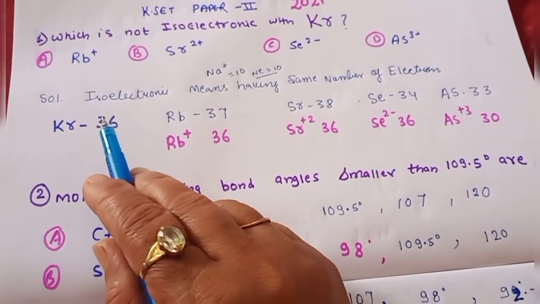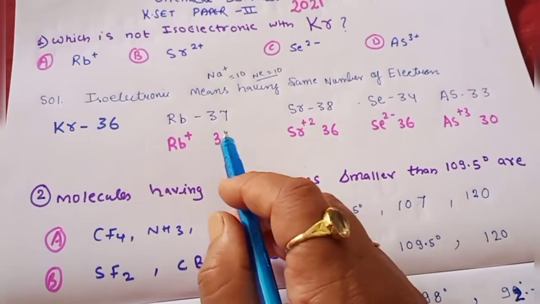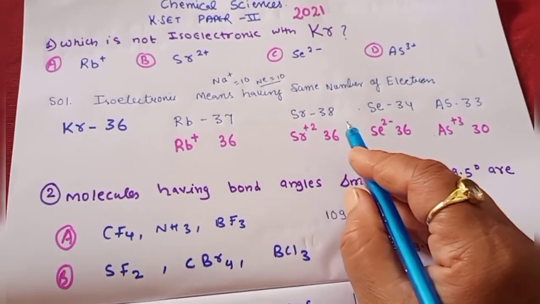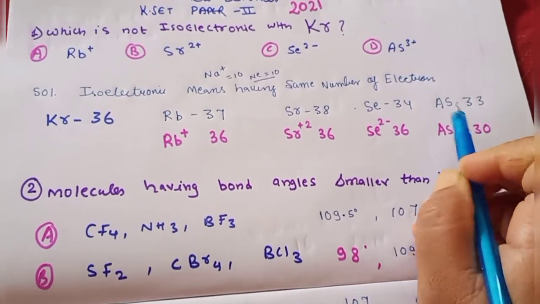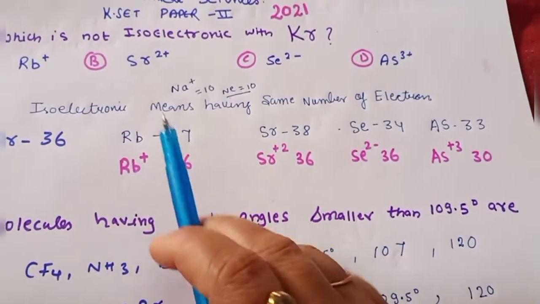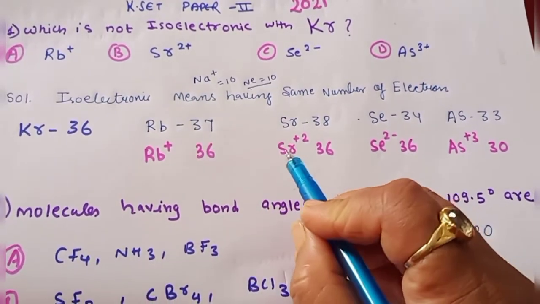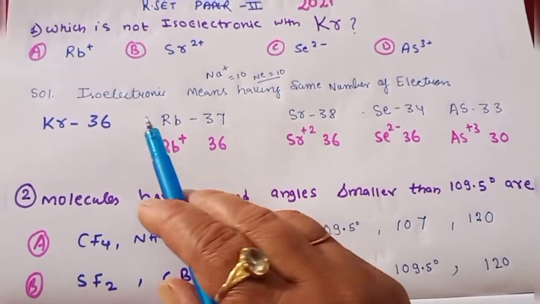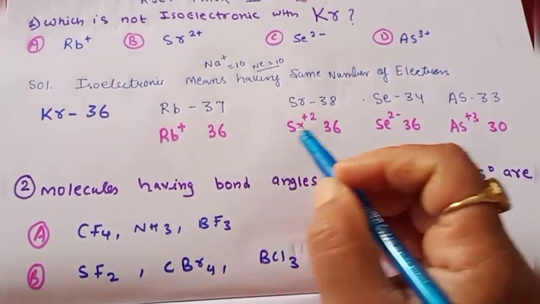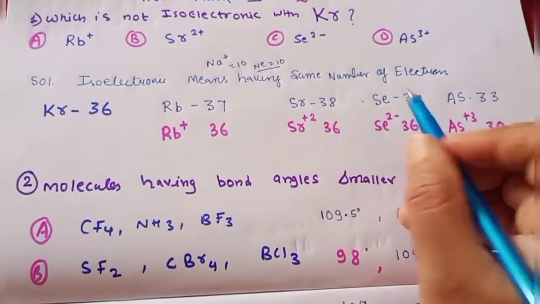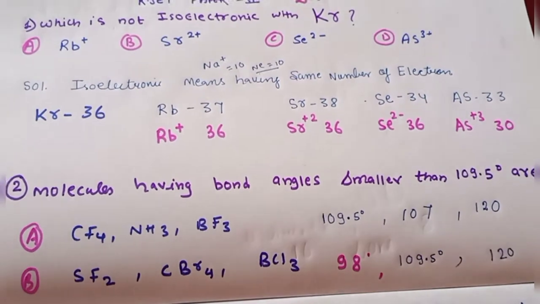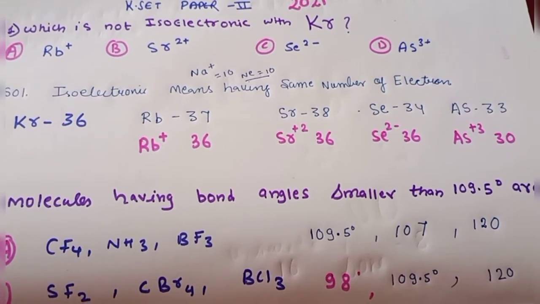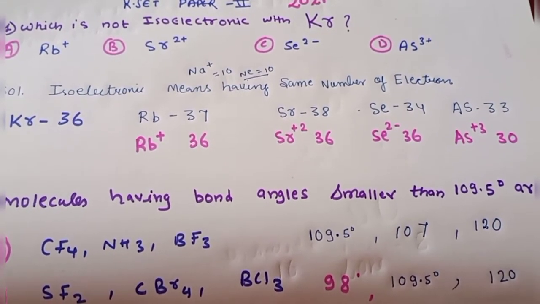The atomic number of rubidium is 37 because it lies just below potassium. Then strontium is 38, arsenic is 33, and selenium is 34. Sr2+ has donated 2 electrons, so it has 36. Rubidium plus 1 has donated 1 electron, so 36 electrons. Selenium 2 minus has accepted 2 electrons, so from 34 it becomes 36. And arsenic is 33, so with a plus 3 charge its number will be 30.